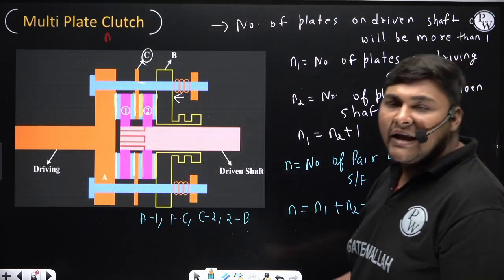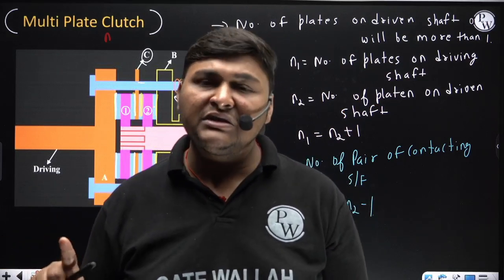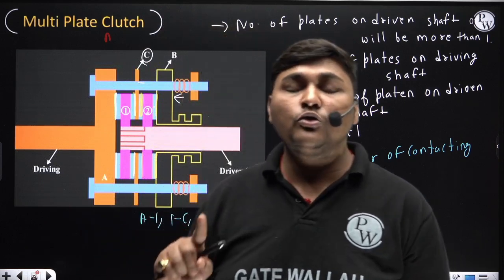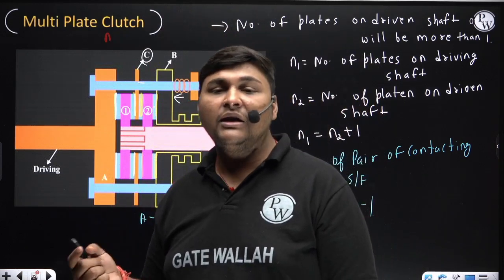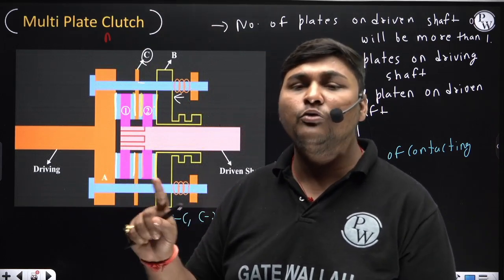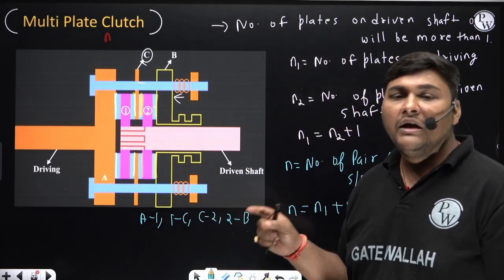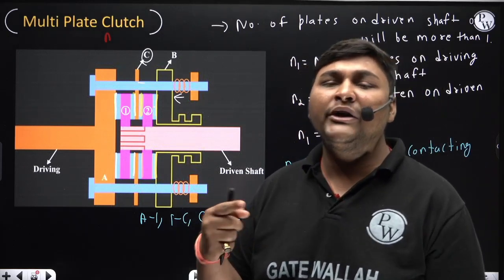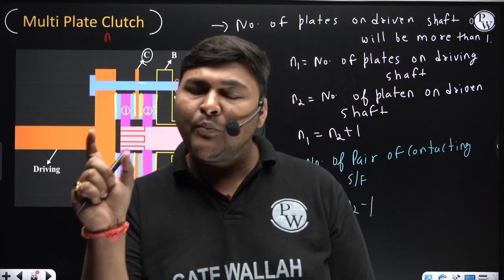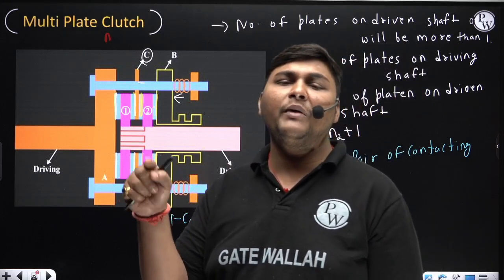Now, as we discussed for the single plate clutch with both sides effective, there will be no change in the formula to calculate W. That W will be equal to the total pressure force on each friction lining, and the expression will remain the same: integration Ri to R0 of small p into 2 pi R dr. It will not depend upon the number of pairs of contacting surfaces. Now, there will be a change in the formula to calculate torque transmitted. And what is the change? First, calculate the torque transmitted by one pair of contacting surfaces, whose formula is integration Ri to R0 of mu into p into 2 pi R square dr.